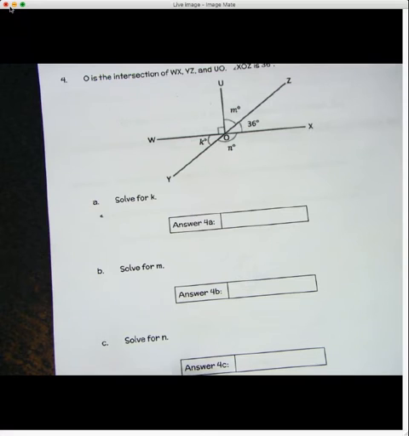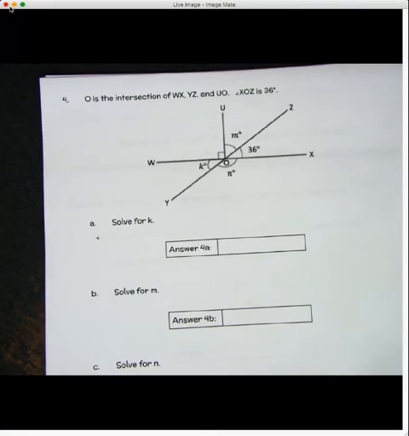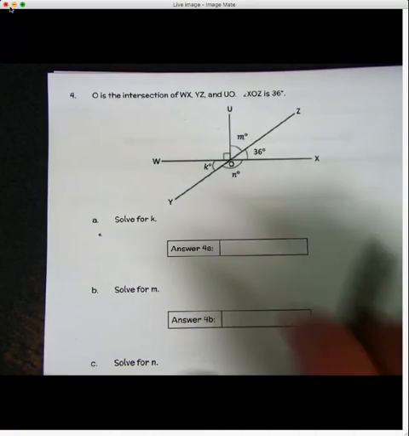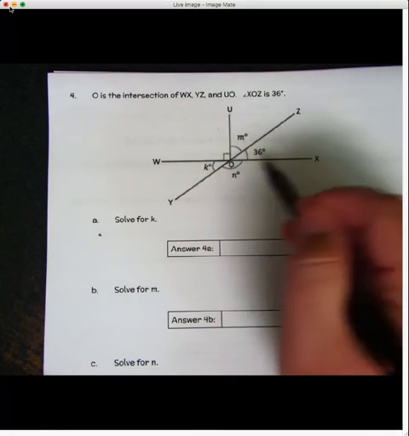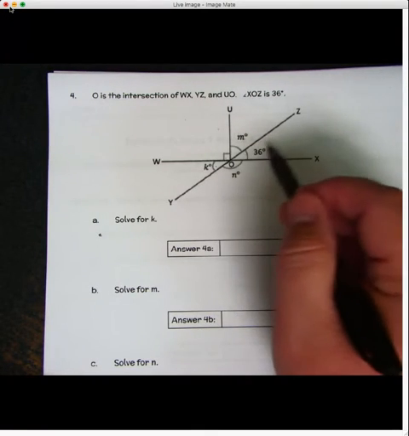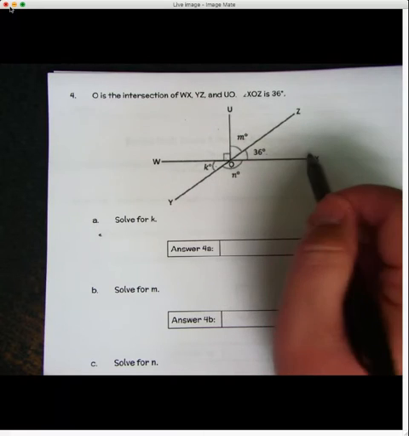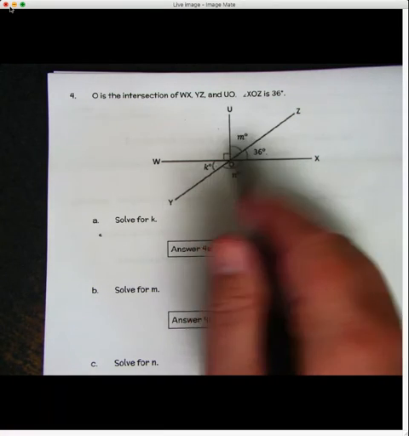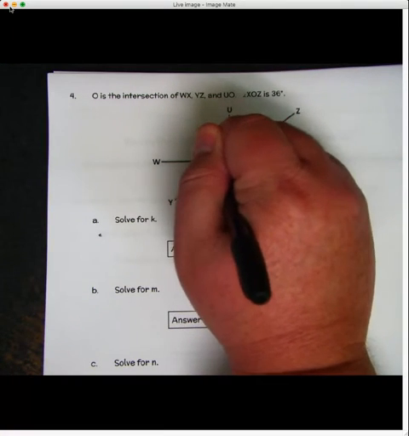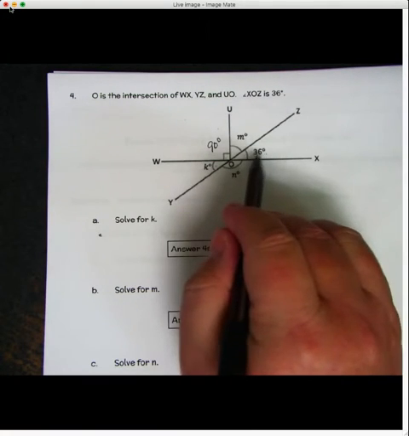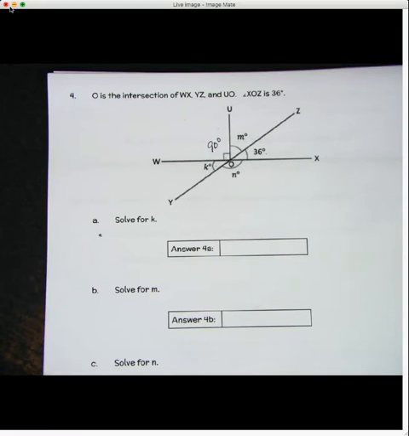Let's look at another one here. Lots of problems today to work on. So let's take a look and see what we're dealing with here. Okay, we've got O, K, we've got a right angle, we've got M, and all we know is that this angle right here, XOZ, is 36 degrees. We've got to solve for N, K, and M. We already know this one is a right angle, so it's 90 degrees. So we know the measure of two angles, and we need to find the measure of three angles.